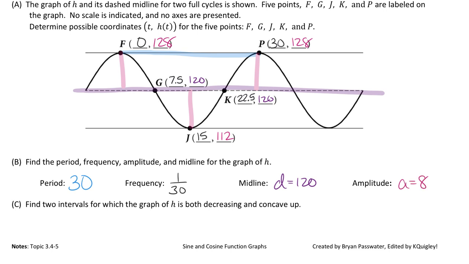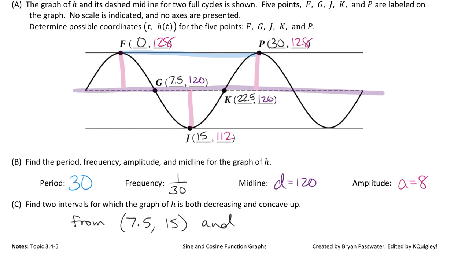Part C here is a bit of a turn from normal. It says find 2 intervals for which the graph of h is both decreasing and concave up. Show me with your hands, what does concave up look like? Great. Which one of those is decreasing? G to J. Yeah, from G to J. So the first interval that we'll answer is from G to J, which is 7.5 to 15.